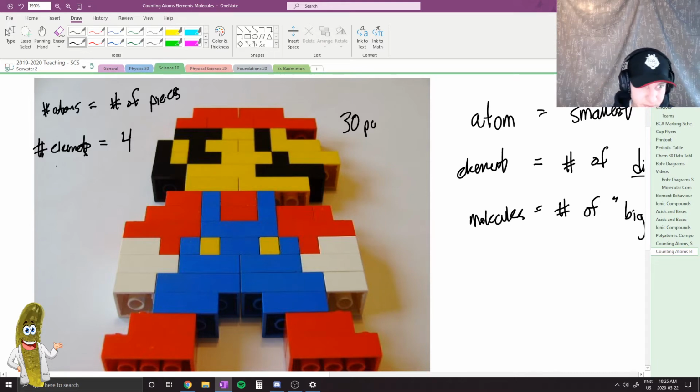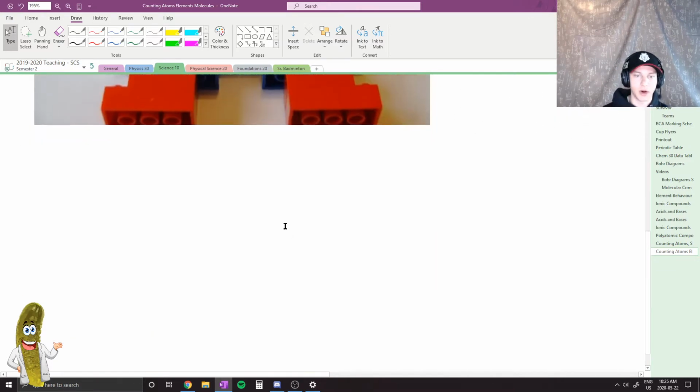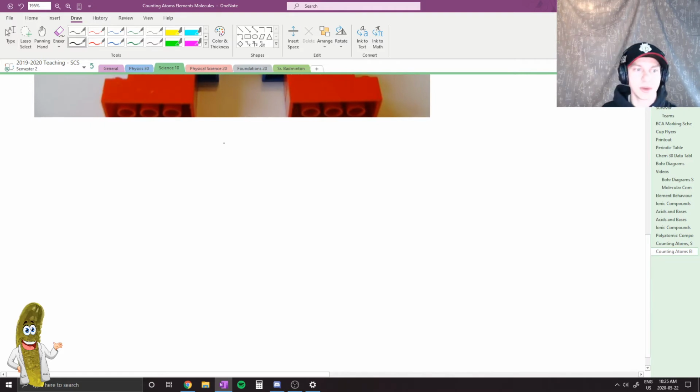That's it. And then in terms of the number of molecules, if I was looking at this example, I would say how many Marios are there? There's one Mario. And so there would be one molecule. There's 30 things that make up that one Mario, but that's just one Mario. And so when we get into counting atoms, looking at molecular compounds, we follow very much the same formula. So atoms, elements, molecules.